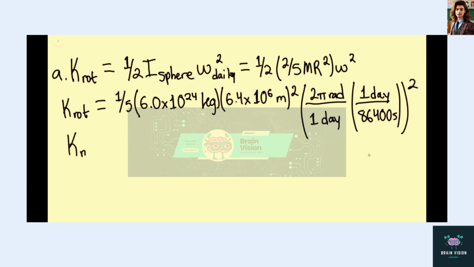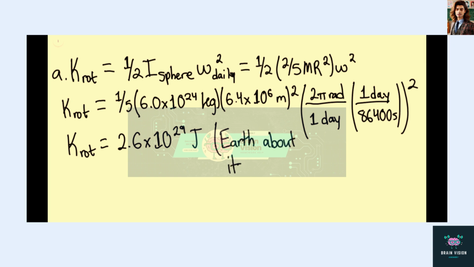Therefore, the rotational kinetic energy would be equal to 2.6 times 10 to the 29th joules. And again, this would be Earth about its own axis.